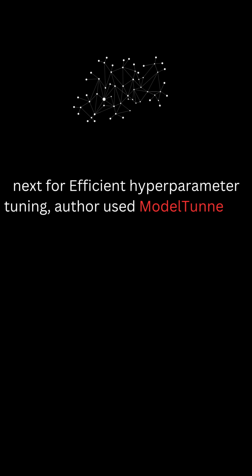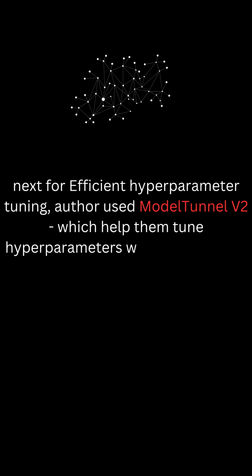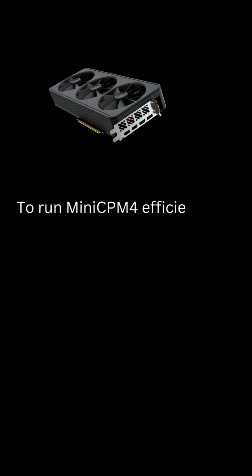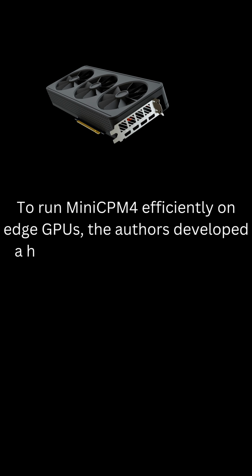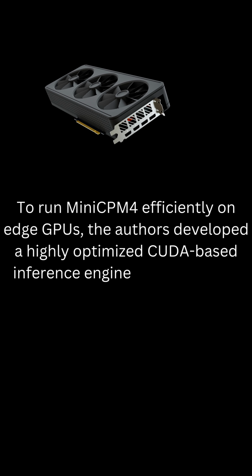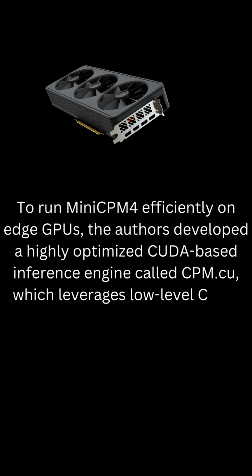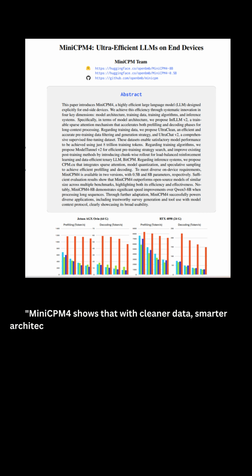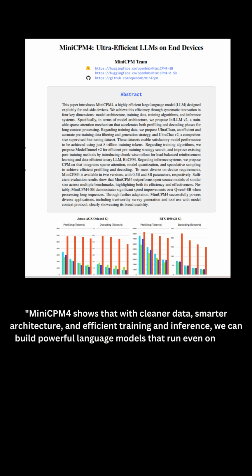Next, for efficient hyperparameter tuning, the authors used ModelTunnel v2, which helped them tune hyperparameters without retraining the full model each time. To run MiniCPM4 efficiently on edge GPUs, the authors developed a highly optimized CUDA-based inference engine called CPM.cu, which leverages low-level CUDA operations and hardware acceleration. MiniCPM4 shows that with cleaner data, smarter architecture, and efficient training and inference, we can build powerful language models that run even on edge devices, without needing massive compute or data.